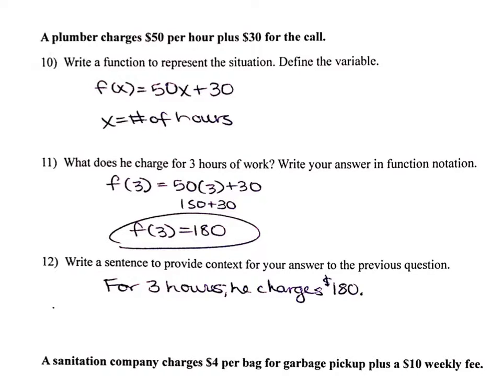What does he charge for 3 hours? So this one is actually asking me to solve, so I'm going to do f of 3. I'm plugging that in. I get f of 3 equals 180, and that's good because it says write your answer in function notation, which is the answer that is circled right here. Write a sentence to provide context for your answer. That's pretty straightforward. You're just explaining that for 3 hours, that's what the 3 means, he charges $180.